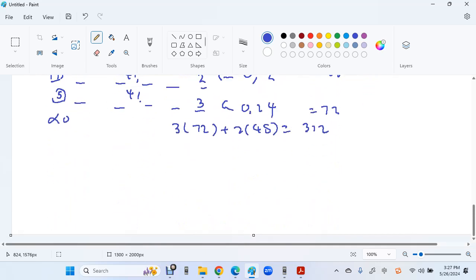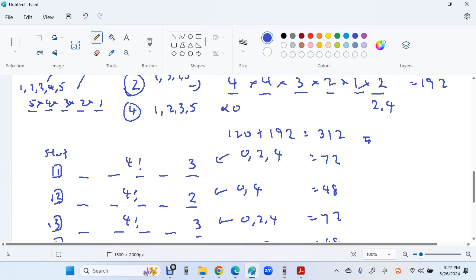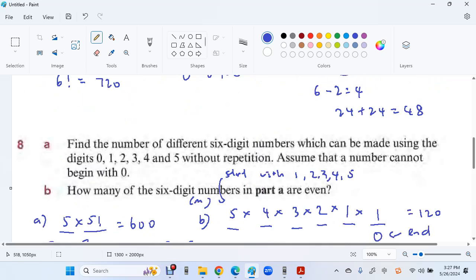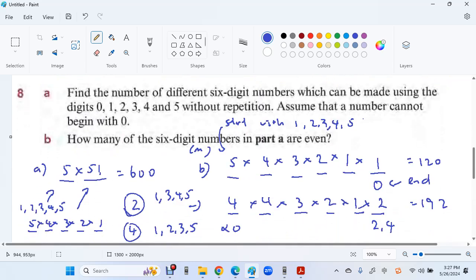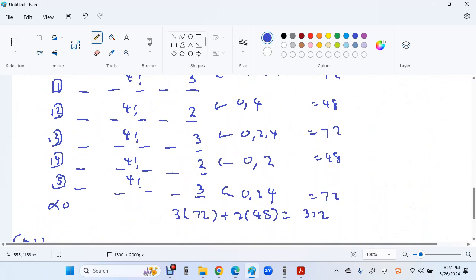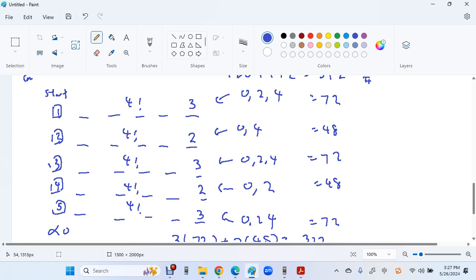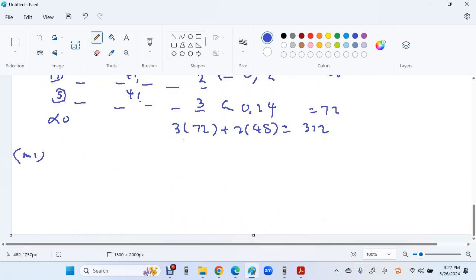So just now that one I also can do the same as the first method. So this is the first method: we start with the ending point. This one is the second method: we start with the starting point. So for the ending point, I can make it 3 cases. We end with 0, end with 2, and end with 4. Then it is even.